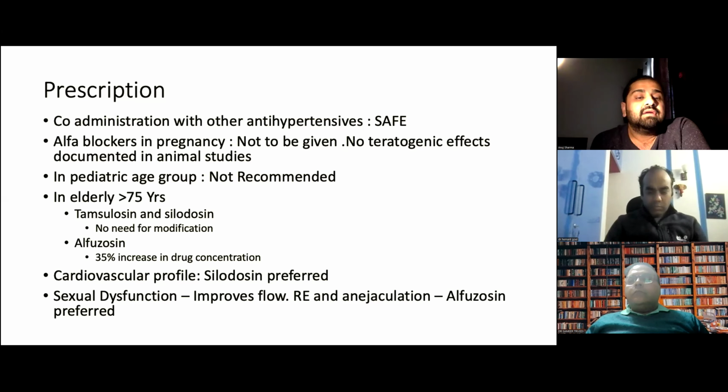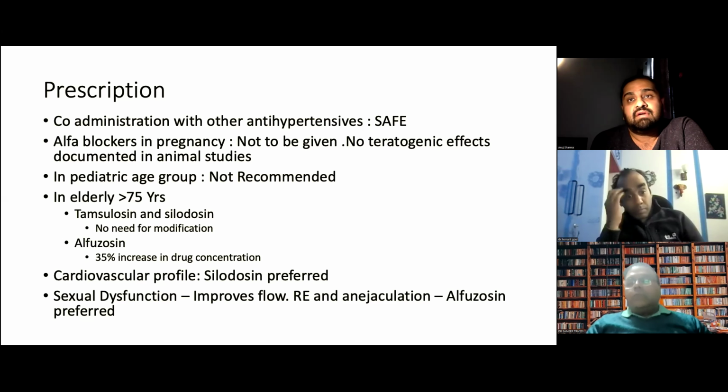In the elderly, for more than 75 years, there is no need to modify doses for tamsulosin and silodosin. But for alfuzosin, the drug concentration increases, so subsequently the dose modification needs to be done. In patients with a cardiovascular profile, those at risk of cardiovascular events, silodosin is the preferred drug.